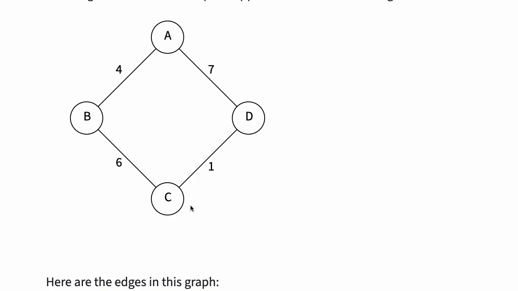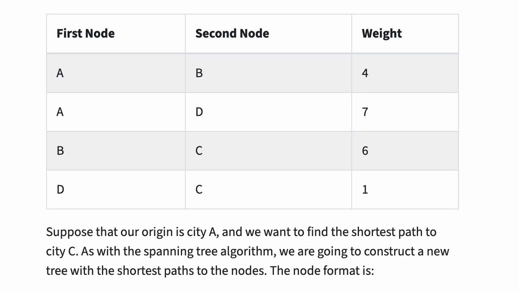Suppose we have this following network. And here are the edges in this graph. Suppose that our origin city is A, and we want to find the shortest path to city C. As with the spanning tree algorithm, we're going to construct a new tree with the shortest paths to the nodes.